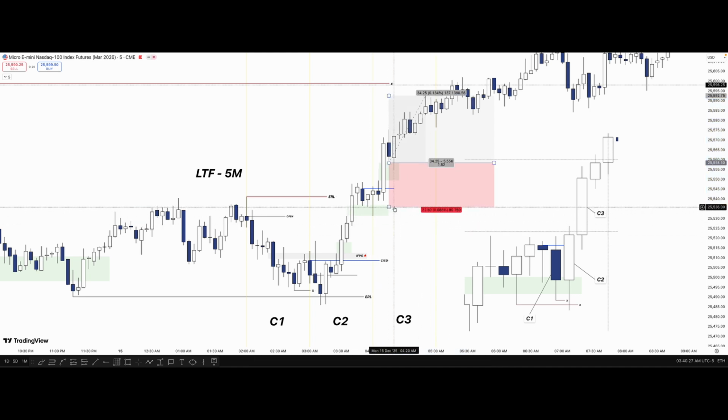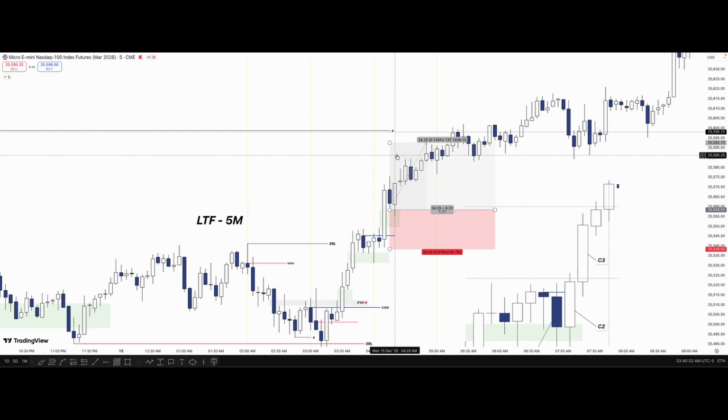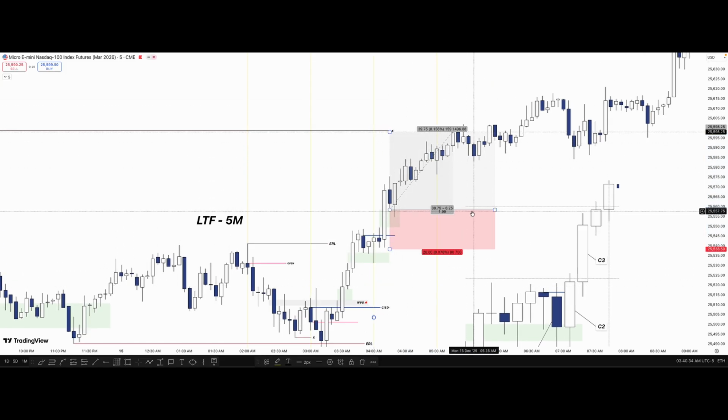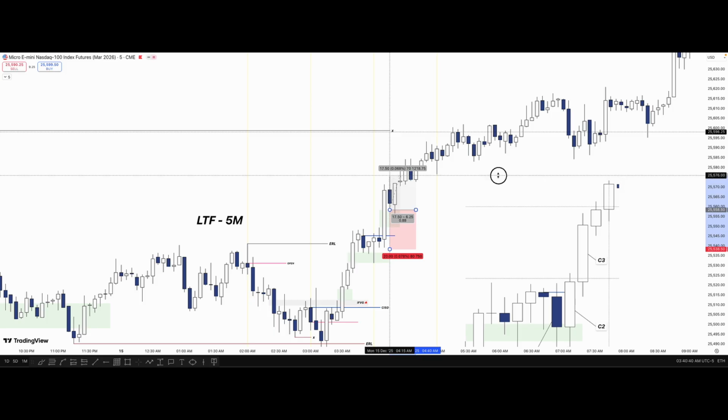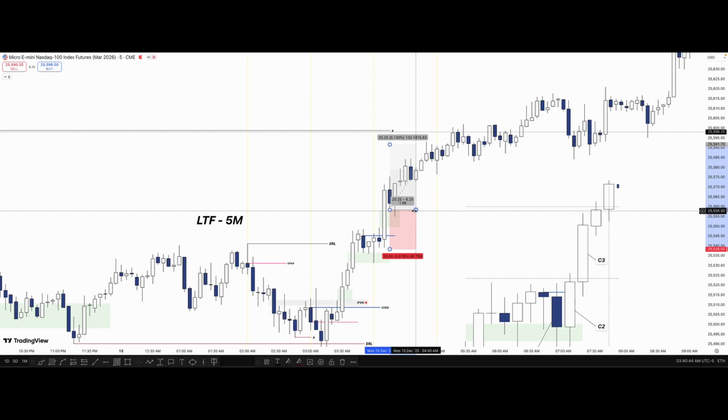What is your protected low? Your protected low is this one, but you can use the body closures, no problem in that. And then target your external range liquidity, which is available for you, or you can target 1:1, or your normal draw on liquidity, or 1:2, whatever you want. You can do that. You understand?